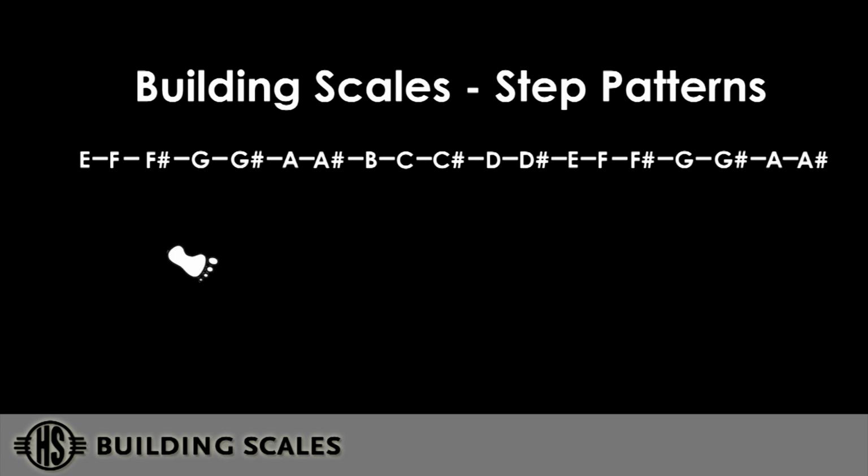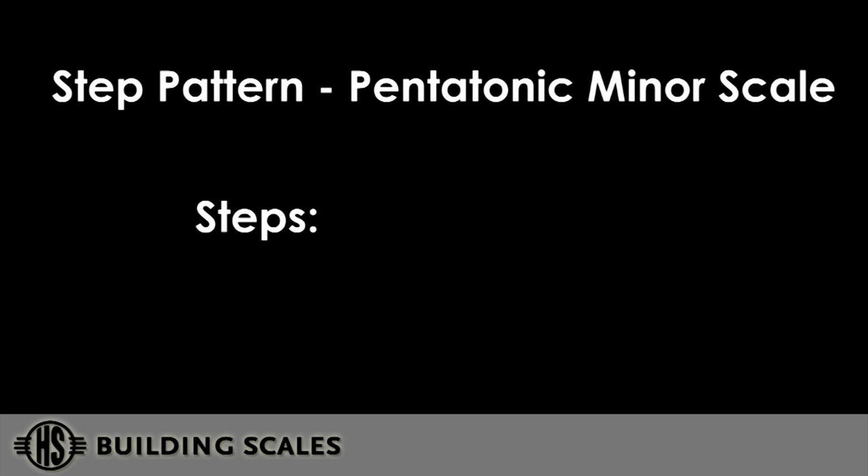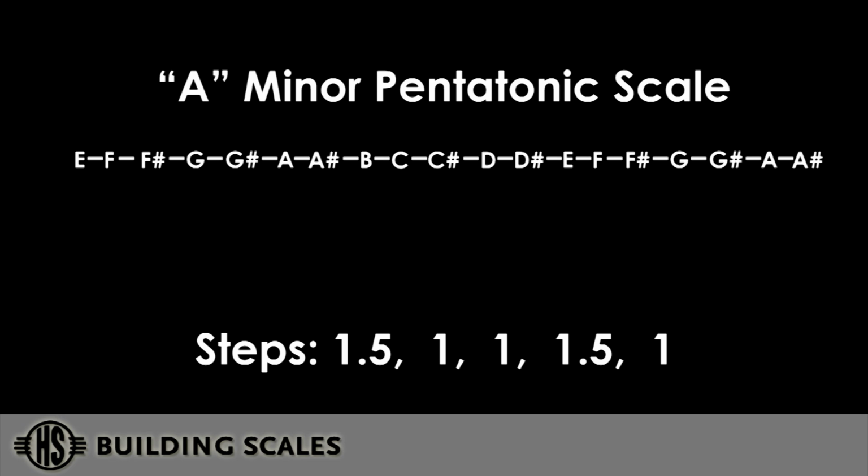To build a scale from the chromatic scale, you will need to know the step pattern of the scale you're building. So each scale has a specific step pattern to it. For example, the step pattern for the pentatonic scale is 1.5 steps, a whole step, 1.5 steps, and a whole step. So knowing this pattern, I'll build an A minor pentatonic scale from the chromatic scale. So again, we reference the root note, which is in this case A.